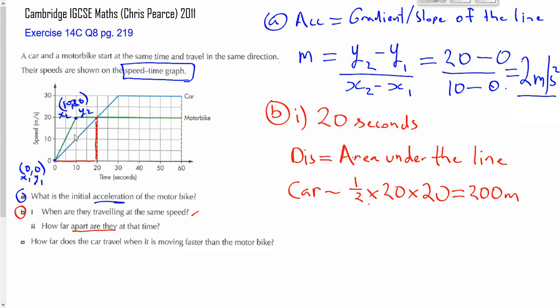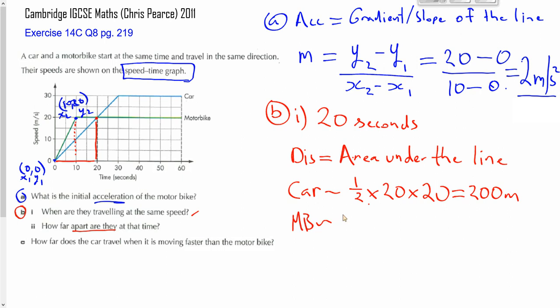All right, now the motorbike. How far has the motorbike travelled? Well, we need to figure out the area under the line of the motorbike. Now, we only had one shape to find the area under for the car, which was the triangle, but if we have a look at the motorbike, we can break it into two separate shapes, a triangle and a rectangle. We can find the area of this triangle and add that to the area of the rectangle. So the motorbike's area is going to be the triangle plus the rectangle.